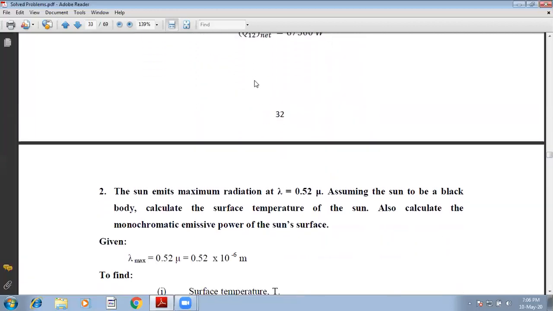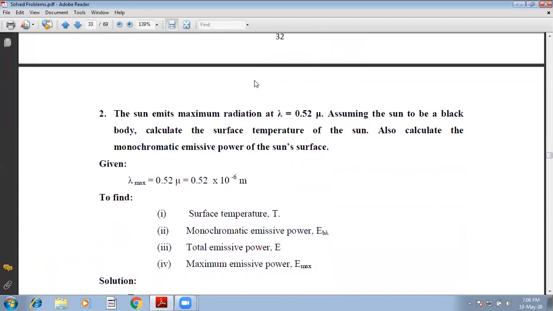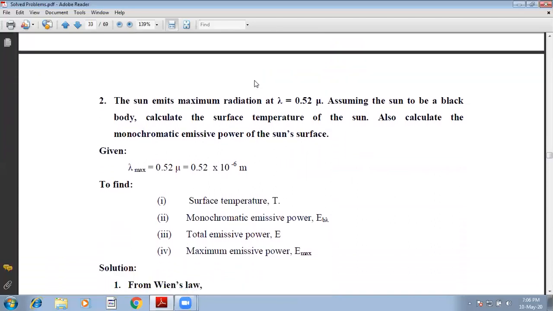Moving to the next problem. The sun emits maximum radiation at lambda equals 0.52 micrometer. So this line has to be understood. It emits maximum radiation. Assuming the sun to be a black body, again this has to be considered. Calculate the surface temperature of the sun. Also calculate the monochromatic emissive power of the sun surface.